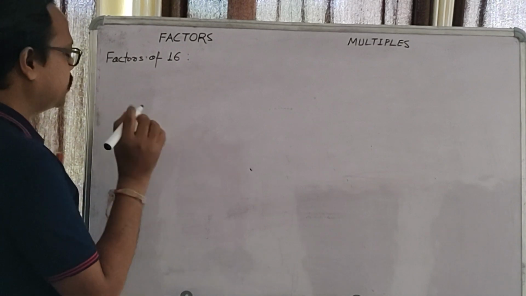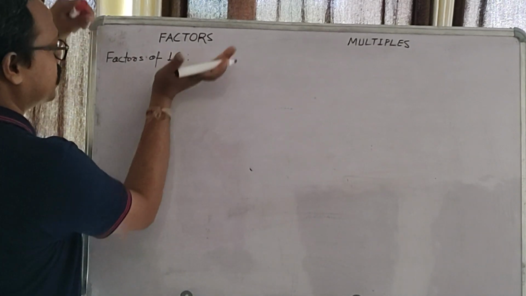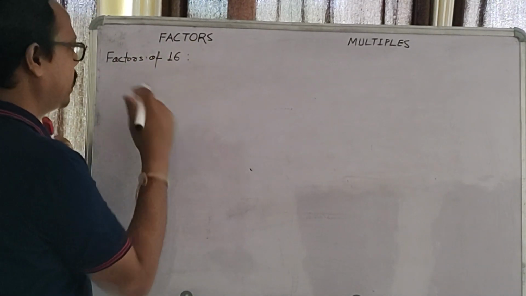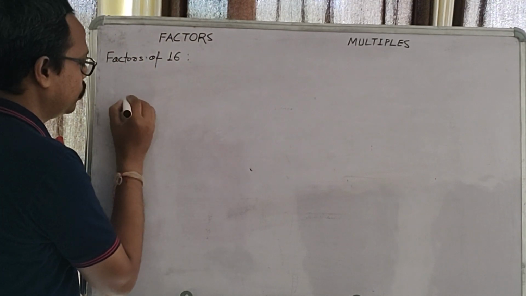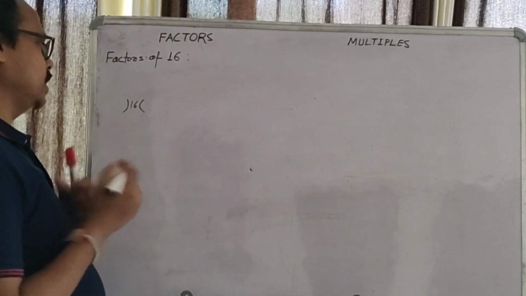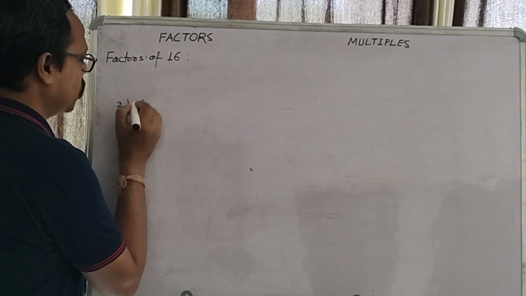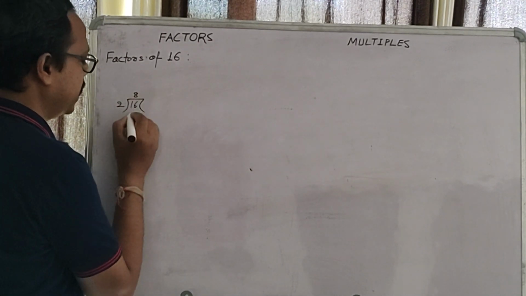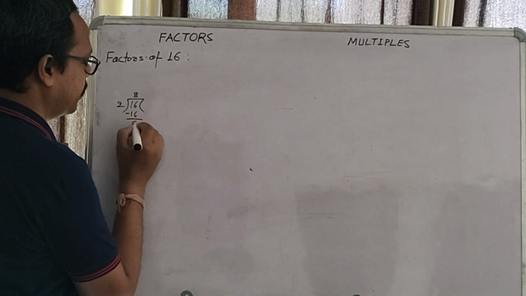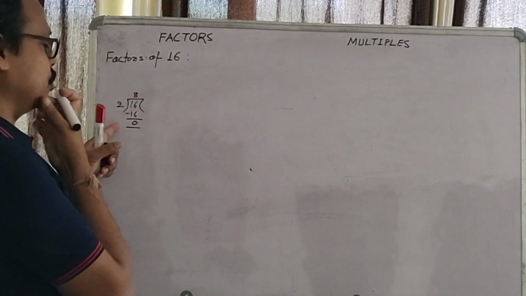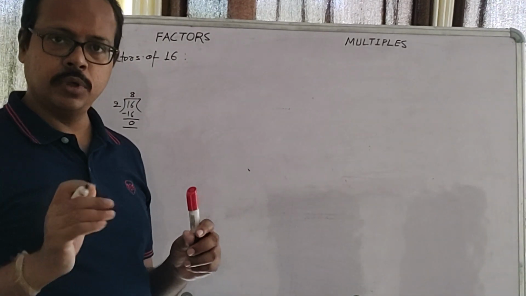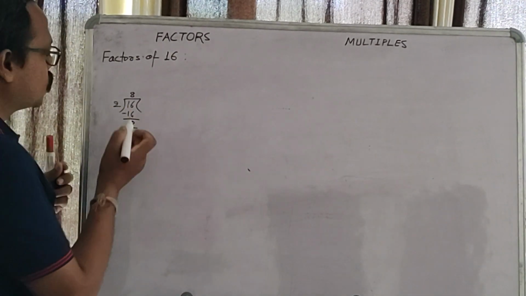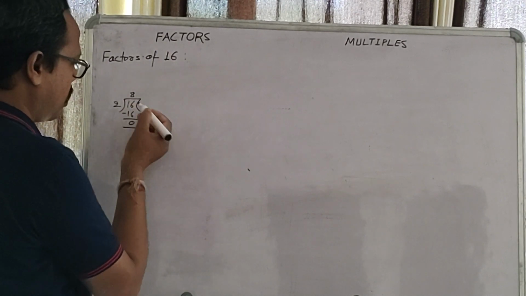First of all, let us park this side for a while, we'll come back again. If you divide 16 by 2, is it divisible by 2? Yes, 2 8s are 16. So 8 is the quotient and the remainder is 0. The remainder has to come 0, right? And so we can say 2 is a factor of 16.